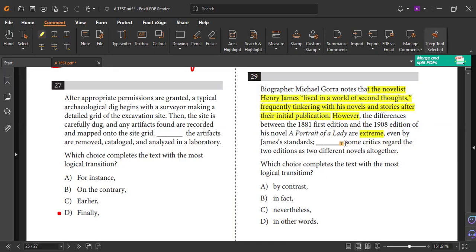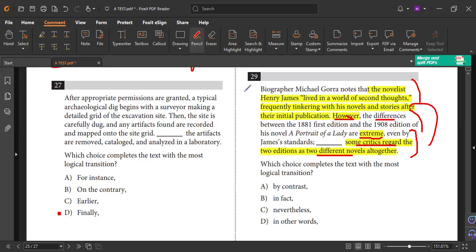And then we have a new idea, differences. Some critics regard the two editions as two different novels. This idea proves the previous one, that they are different indeed. And he mentioned here already they are different. You catch it? Yes. This idea proves this idea. Already we have some critics regard this. This means it's like evidence to prove the previous idea, but this is the previous idea, not this one.